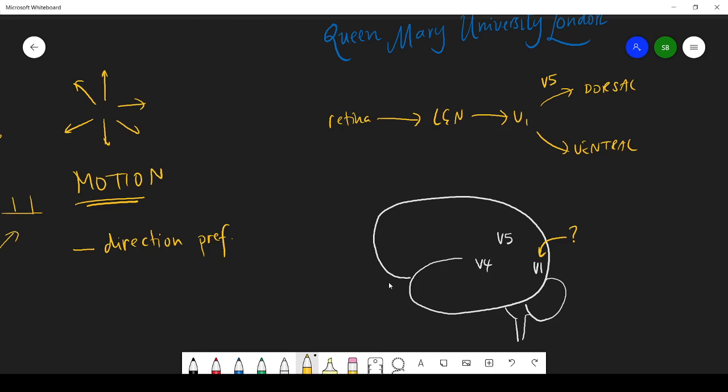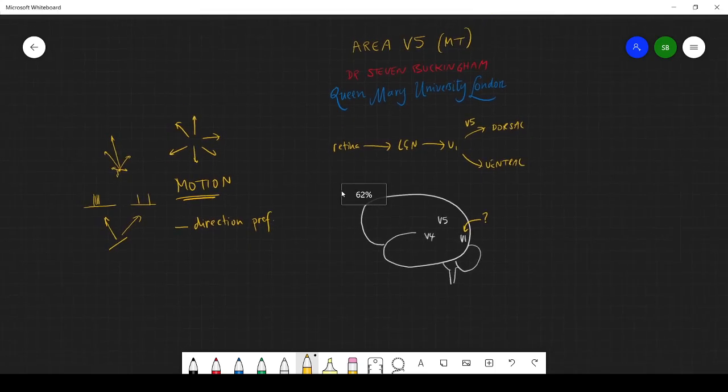V5 is of particular interest in studies of decision making, where the task is to decide which direction dots are going in, and V5 is accumulating evidence for that.